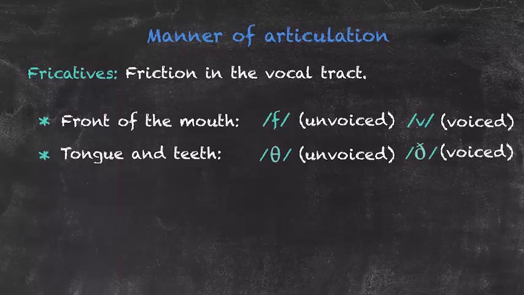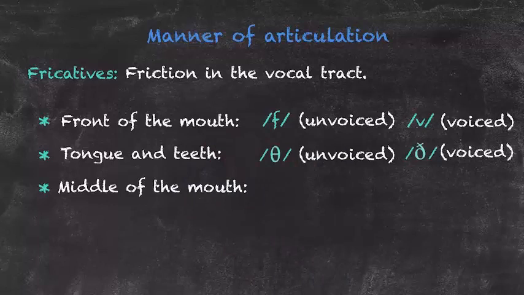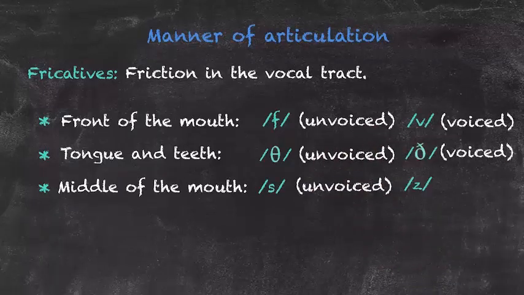Now, moving a bit further back in the mouth, we have our friction, which comes from the middle of our mouth. Those sounds, we have 4 of them, are s and z. Those 2 sounds are made in the same manner and in the same place. And here we have an instance where, again, one is voiced and the other is not. First, the unvoiced, s, and the voiced, z.